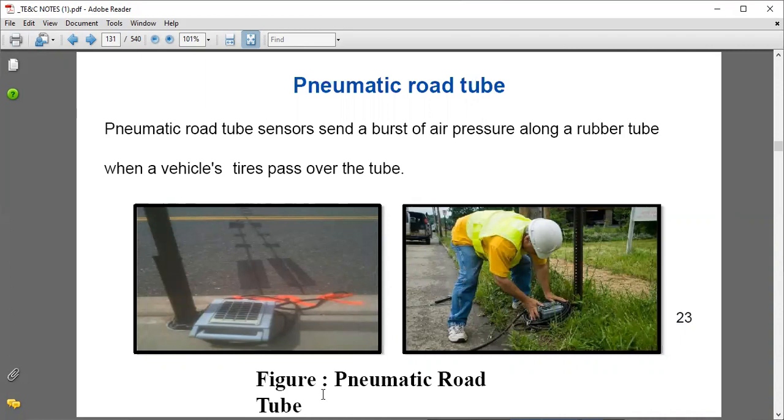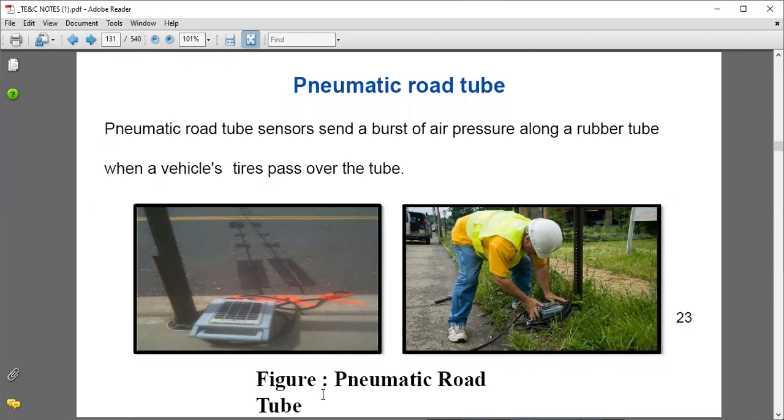Pneumatic tube road tube sensors send a burst of air pressure along a rubber tube when vehicle tires pass over the tube. As you can see here, there is a tube placed on the road, and if a vehicle passes over that tube, the burst of air travels along the rubber tube.